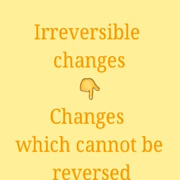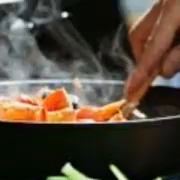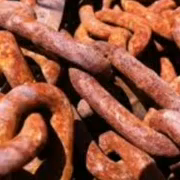Changes which cannot be reversed are called irreversible changes. Irreversible changes are also known as permanent changes. If you burn a piece of paper, it burns and turns into ash. It cannot become paper again. This is an irreversible change. Irreversible processes like burning, cooking, rusting of iron cause permanent change.